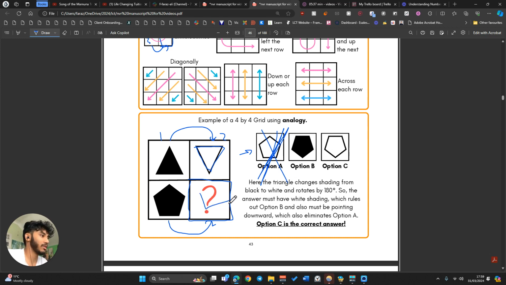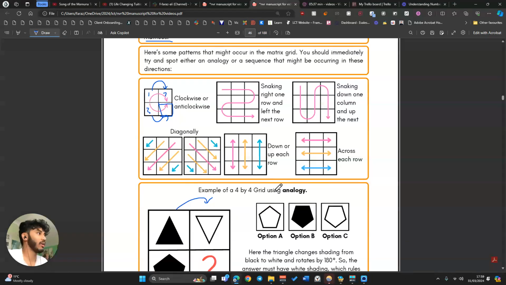What else happens to the pentagon after it's flipped upside down? It's also turned white, so it should be option C. That is our answer, and that is exactly how you do a matrices question. You have to find the direction that the rule is going in, then you just apply the rule like any other question.